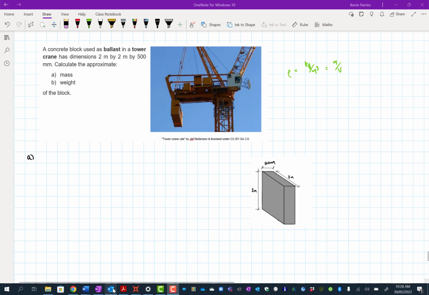In this next problem, we've been asked to calculate the mass of a ballast block used in a tower crane, and the weight of a ballast block used in a tower crane. A tower crane is one of those cranes you see on building sites for high-rise buildings. The ballast blocks are the concrete blocks you see hanging off the back of those. In our case, we've got a ballast block that's a cuboid, 2 meters by 2 meters by 500 mil. So the first thing is just to draw a quick sketch.